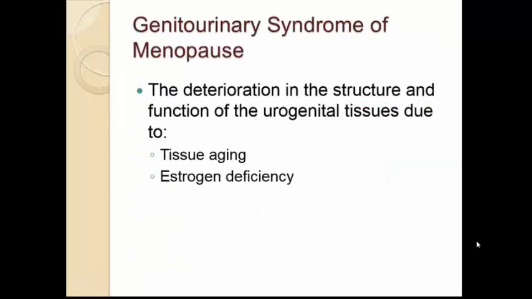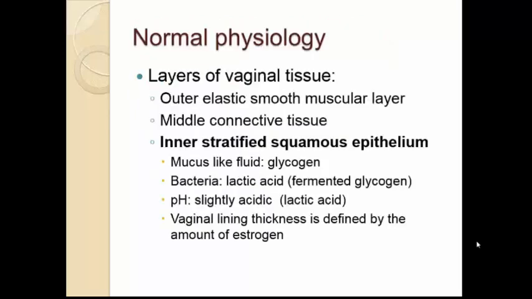The genitourinary syndrome of menopause is, by definition, the deterioration in the structure and function of the urogenital tissues due to tissue aging, but most importantly, estrogen deficiency. This can occur at any time in a woman's lifespan.